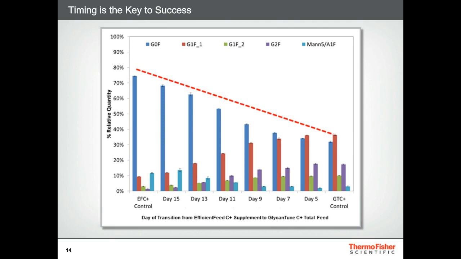But in between those two controls, you can see the effects of the timing of the transition from the EfficientFeed C+ to GlycanTune C+. So what's really most important here is that there is a predictable and linear response. It'd be easy to hit glycan profile targets in between days due to the predictability of the shifts in glycosylation. And this can minimize unnecessary steps in process development.